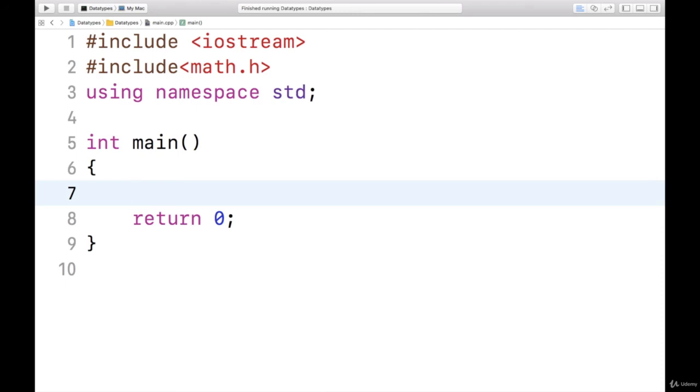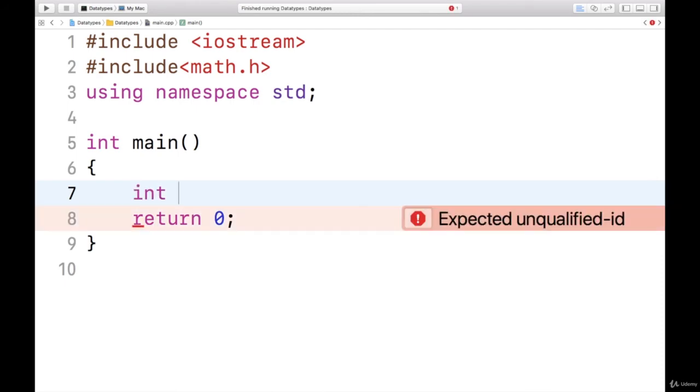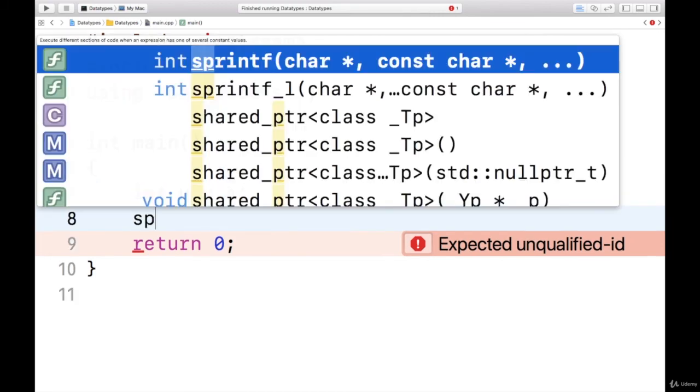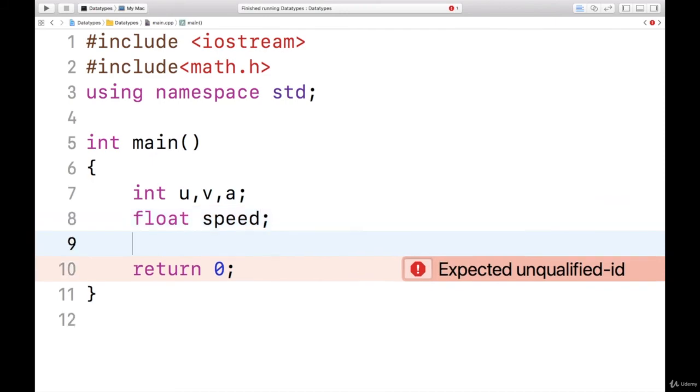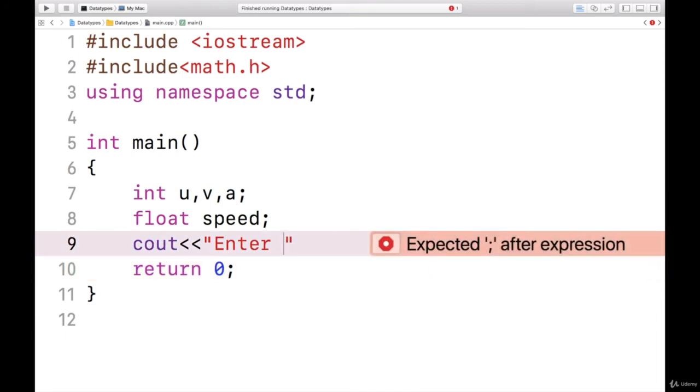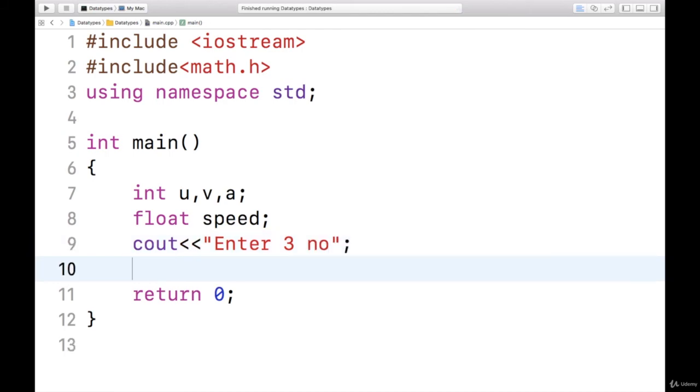Now let us write a program for finding the speed. I'll take initial velocity, that is u, final velocity, that is v, and a as acceleration, and the speed I may get as a float value, so I will declare it as float. Then cout, I should mention initial velocity, final velocity and acceleration, so I'll just say enter 3 numbers. Then cin, I will read values, that is u, v and a.